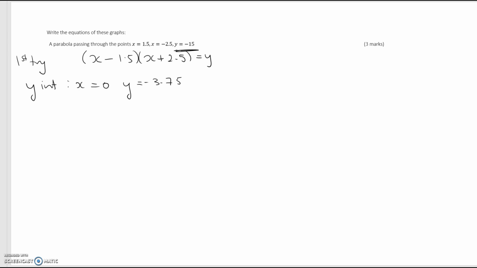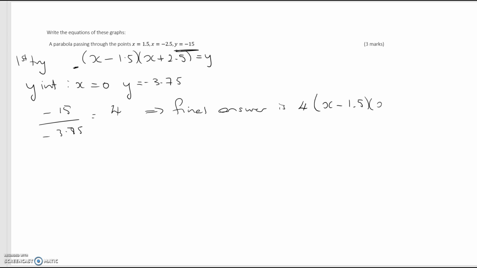So all we have to do is go, okay, negative 15 divided by negative 3.75 is a nice 4. So that means that instead of 1 times, it needs to be 4 times. So our final answer is 4 times what we initially guessed, equals y. So make a first guess based on the brackets, check with that, adjust it, and go for it.